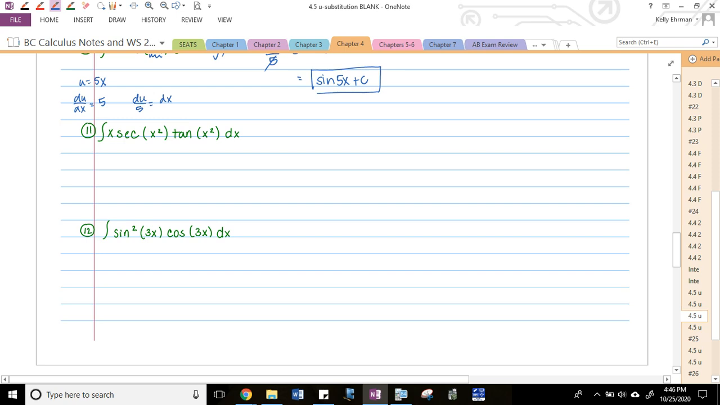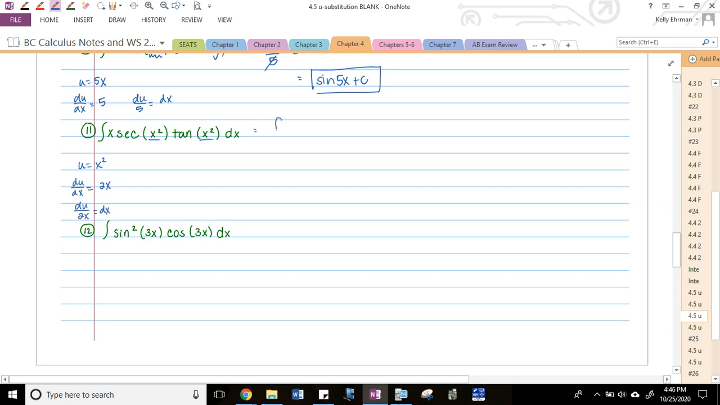All right, let's see. We've got secant, tangent, there's an x squared in there and an x on the outside. X squared is inside of both the secant and the tangent function. So let's let u equal x squared. Du dx is going to be 2x, so that's a good sign because I'm going to get an x to cancel there. Du divided by 2x is equal to dx.